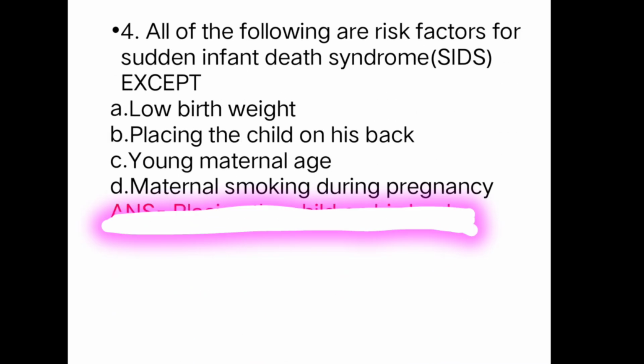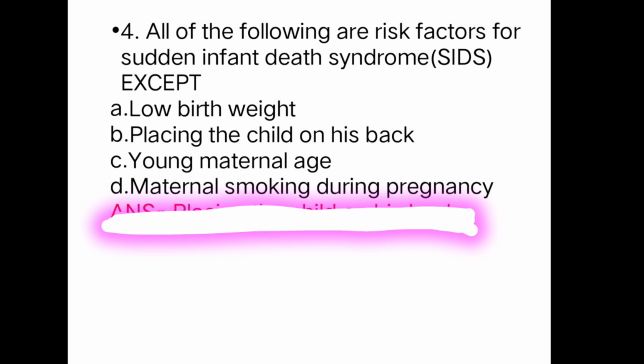Okay. So next, 4th question. All of the following are risk factors of sudden infant death syndrome, SIDS, except. Option A, low birth weight. Option B, placing the child on his back. Option C, young maternal age, and option D, maternal smoking during pregnancy.